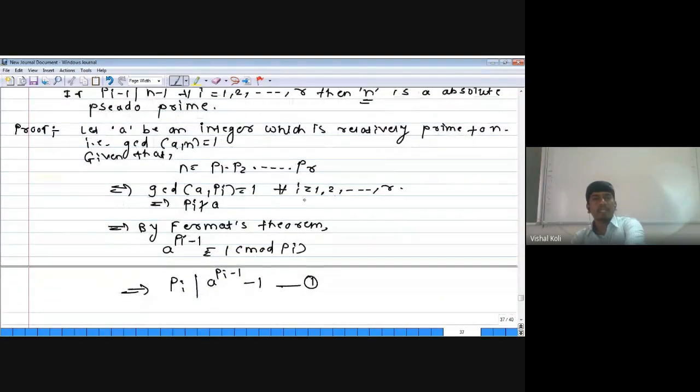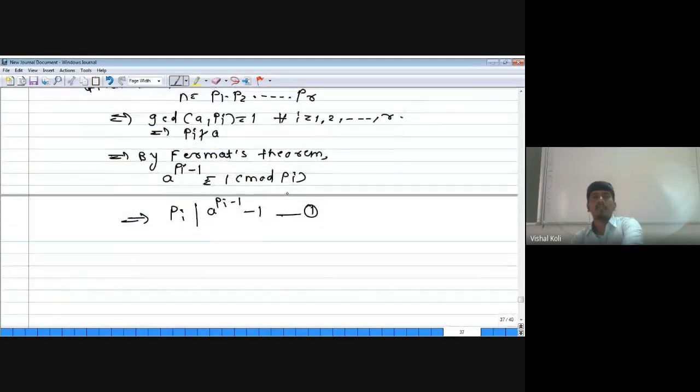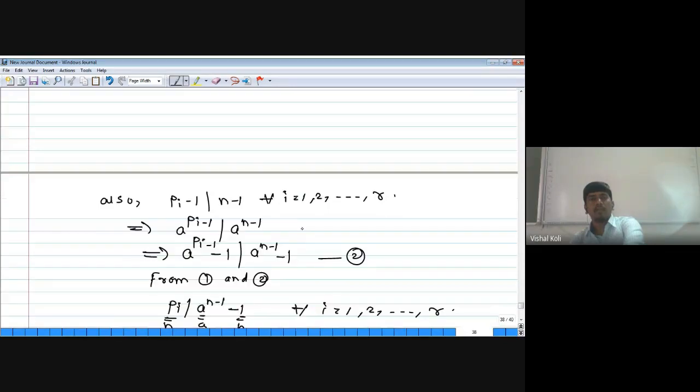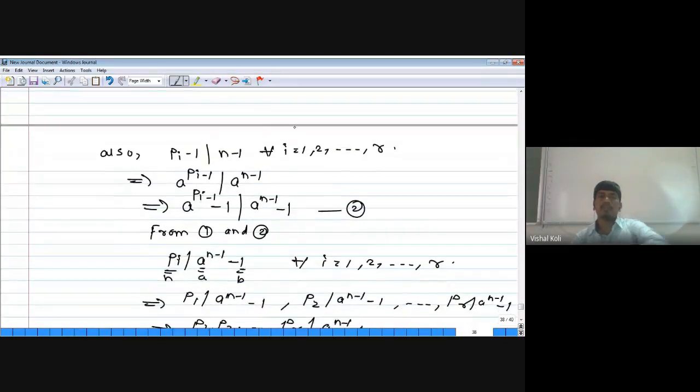Then by Fermat's theorem we get a to the power p_i minus 1 is congruent to 1 modulo p_i, and from this we will use the definition of congruence, that is, a is congruent to b modulo n implies n divides the difference of the two integers a and b. That is, p_i divides a to the power p_i minus 1, minus 1. But in the given statement we also have that p_i minus 1 divides n minus 1 for each i running from 1 to r.